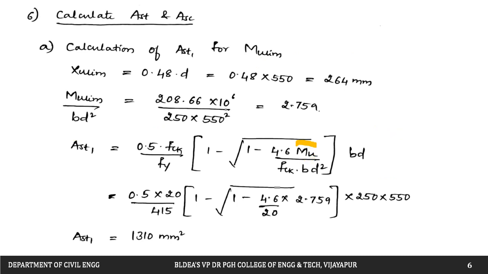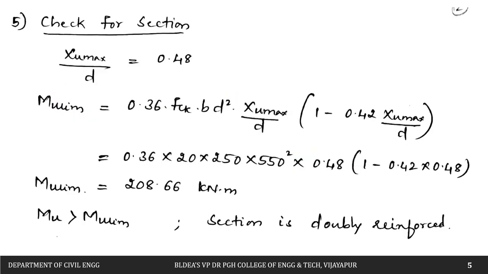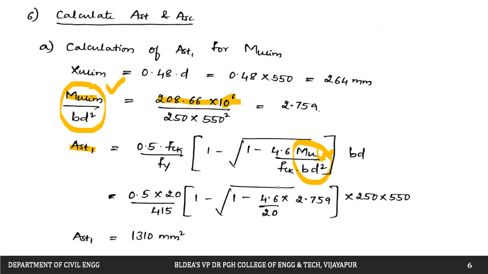So let us calculate this value, that is Mu by BD square. Here the limiting moment we have to consider. So we have to remember, this is the limiting moment. We are calculating AST1, which is based on the limiting moment. So the limiting moment is 208.66 into 10 raised to 6. Previously the answer we got was in kilonewton meter. We have converted to newton mm, that is multiplied by 10 raised to 6, divided by breadth 250 mm, depth 550 square. So therefore this will be 2.759.